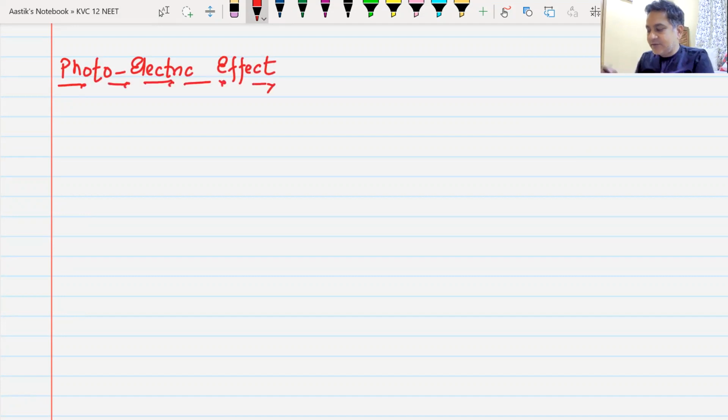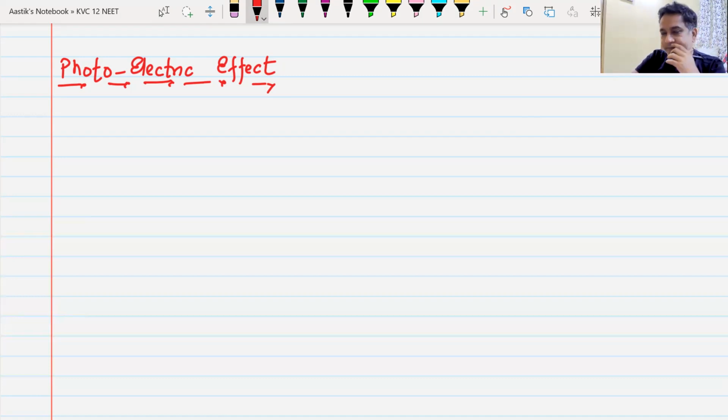Now, what do you understand by this photoelectric effect? When I say the word photoelectric effect, what do you understand by this? Remember, in physics, most of the names of processes, if they are not named after a scientist, whatever they mean, it is very evident in the name itself. Can anyone tell me what you understand by photoelectric effect?